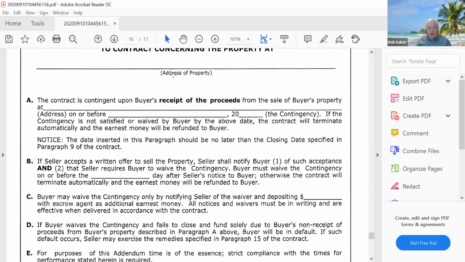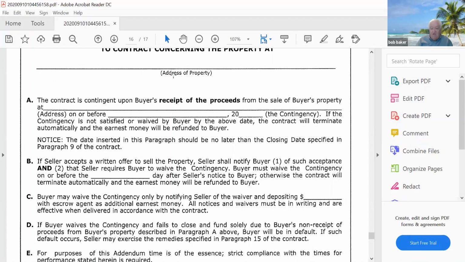It's the only place in the contract or in the addendum to the contract where you see the phrase automatically terminates. So unless, when that date hits, the buyer has satisfied the contingency or waived it, it's an automatic termination. So that's a kill date.